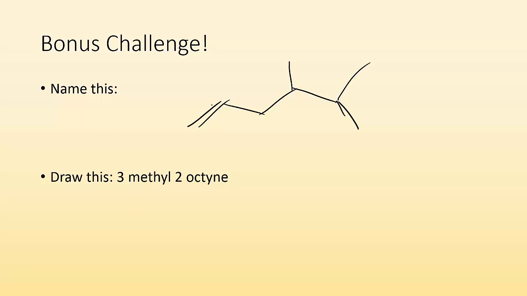Okay. So let's name this. Well, I got a double bond here, so I know it's going to end in ene. And now I got to find the longest possible carbon chain. I got 1, 2, 3, 4, 5, 6 is my longest. So it's going to be hexene. And that double bond is after the first carbon. So it's going to be 1-hexene.